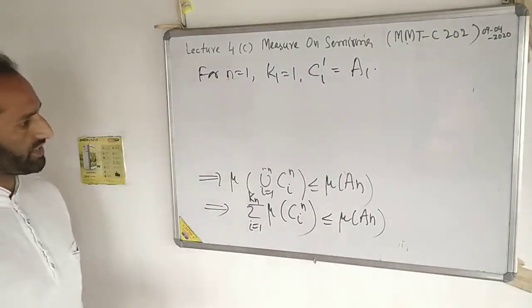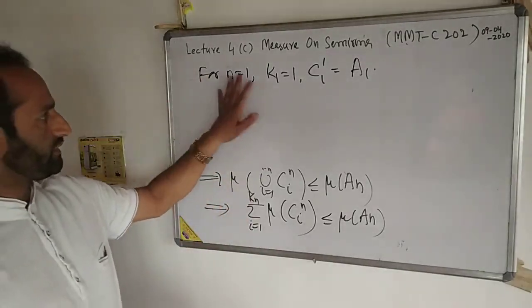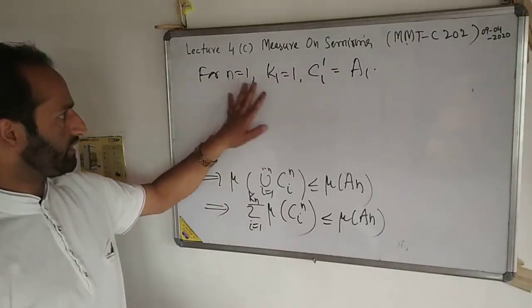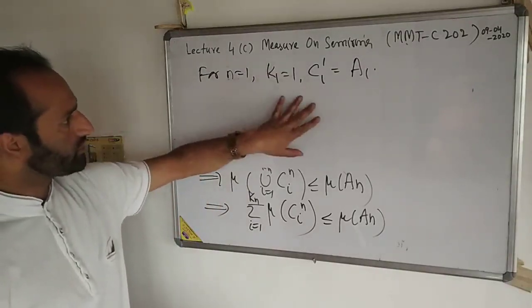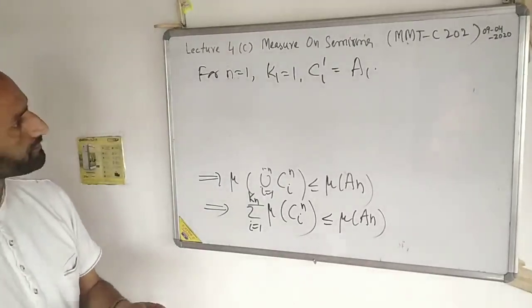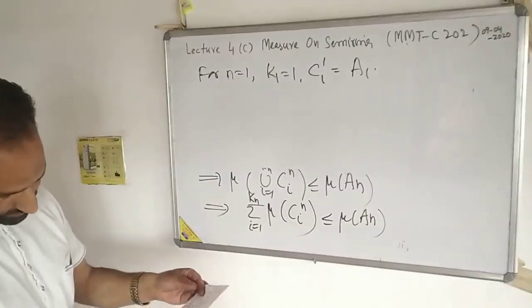So we can also rearrange the sets so that we must have this assumption here. K1 is equal to 1, C11 is equal to A1. Okay.